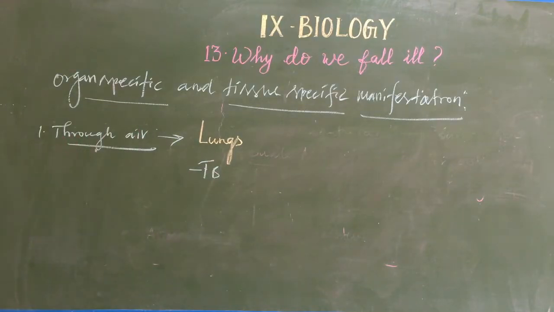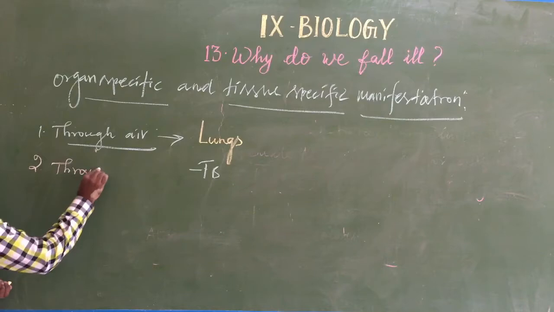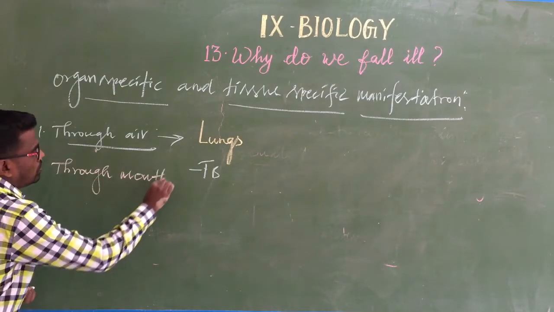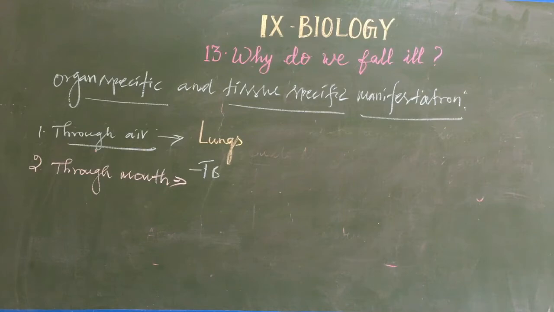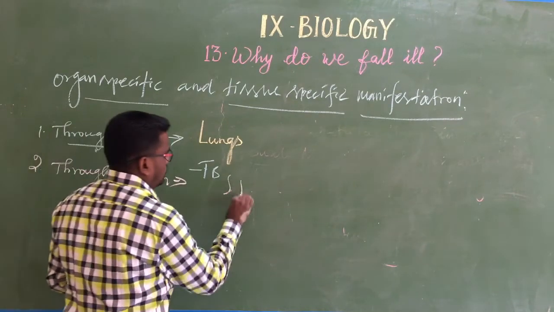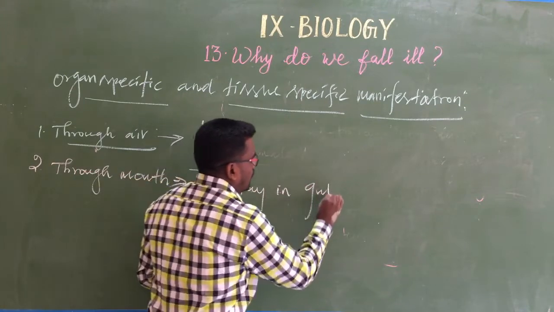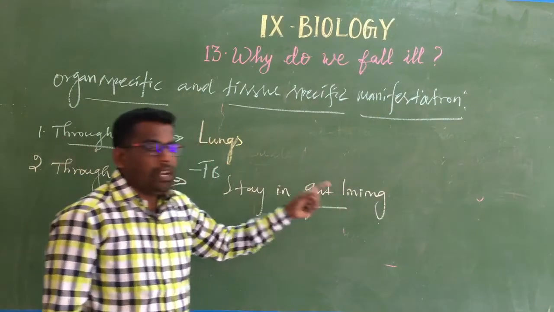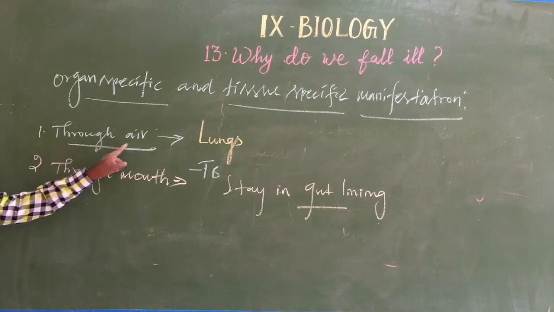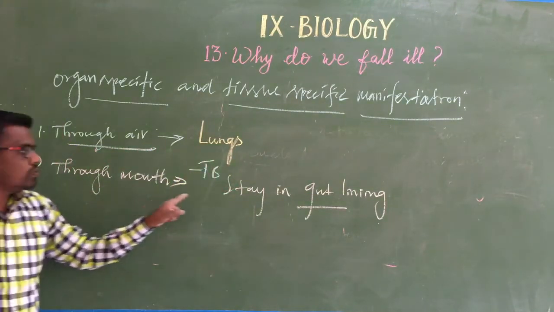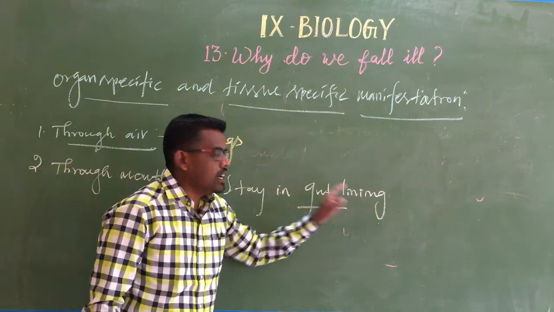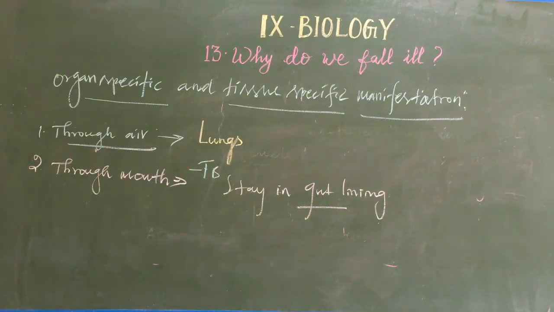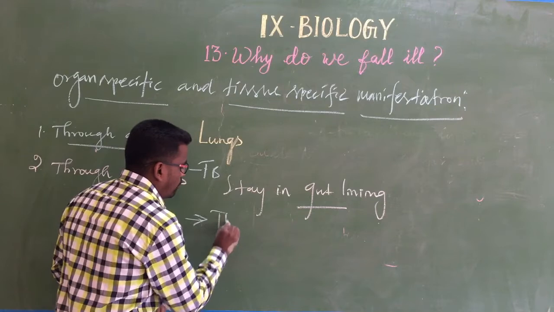So this is one way. Another way, through the mouth. It goes in through the mouth, so where does it stay? In the gut lining. The alimentary canal is there, no? It stays in the alimentary canal. So if it goes in through the air, it goes to the lungs. If it goes in through the mouth, it reaches the gut lining, meaning the alimentary canal. And the disease caused is typhoid.